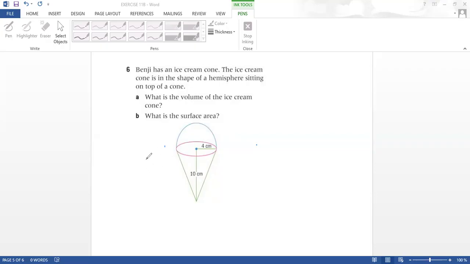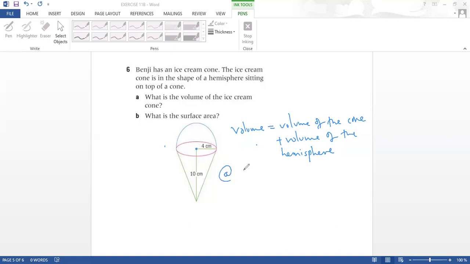So for the whole ice cream cone, its volume will be given by the volume of the cone, this cone at the bottom, plus the volume of the hemisphere. This is a sphere if it were in its totality, but because it's half, it's a hemisphere. And they have said it's a hemisphere there. So the whole ice cream cone is made up of the cone plus the hemisphere. So that's why we are adding the volume.